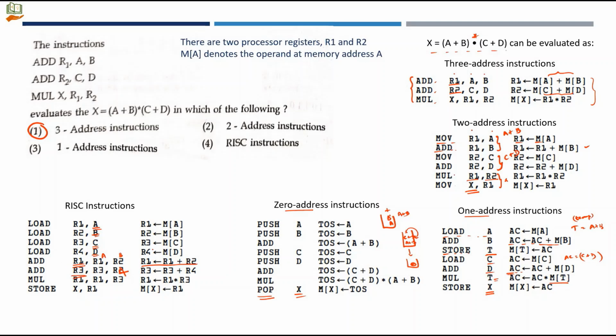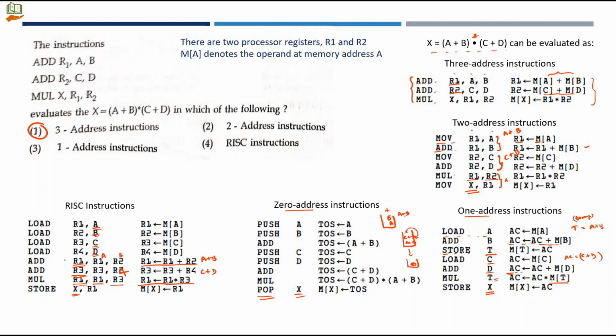We are adding R3 and R4 and storing it in R3. So R1 has the value A plus B and R3 has the value C plus D. We are multiplying R1 and R3 and then storing the result back in R1. This is what is given here. This R1 result is now stored in X.